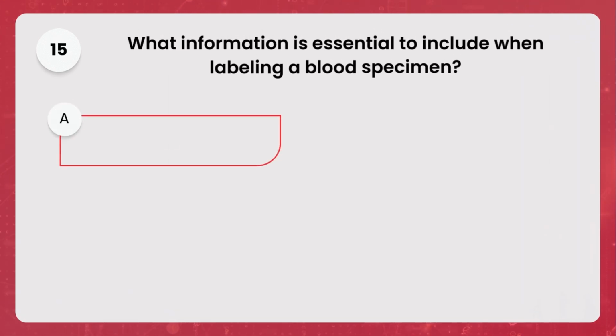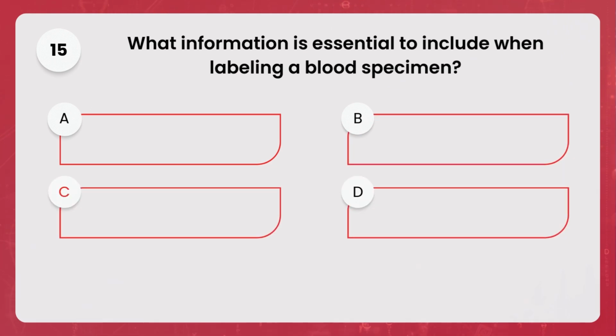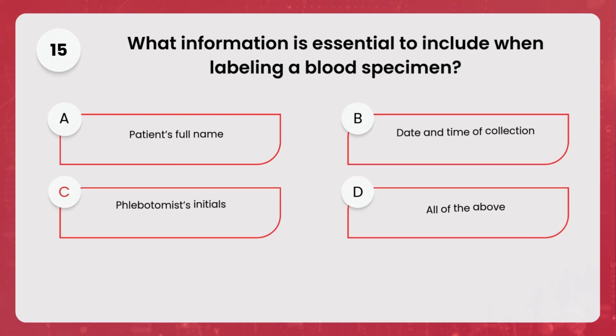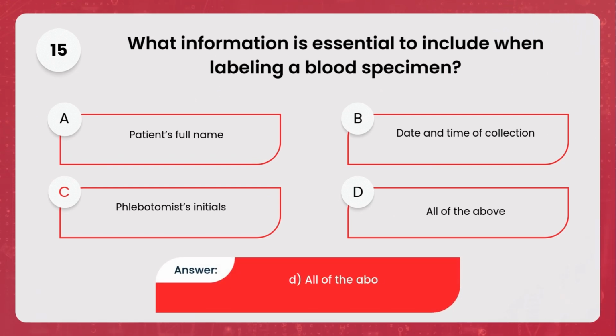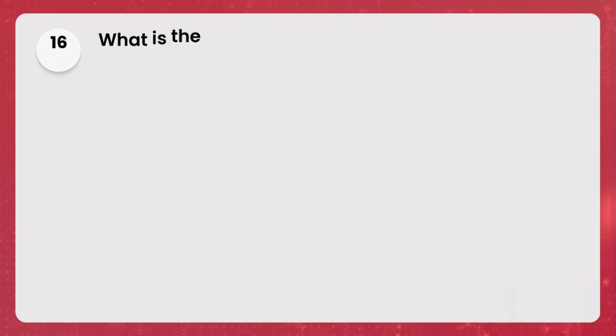Number 15. What information is essential to include when labeling a blood specimen? A. Patient's full name. B. Date and time of collection. C. Phlebotomist's initials. Or D. All of the above. The answer is D. All of the above.